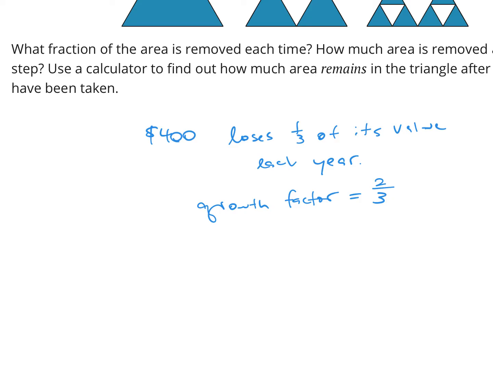Our equation or expression that would help us figure out what the camera is worth is we're going to take that initial value of the camera, multiply it by the growth factor raised to whatever power. So if you wanted to figure out 5 years, you could raise it to the 5th power. So keep that in mind. A very common mistake is that students will use the 1/3 instead of 2/3.